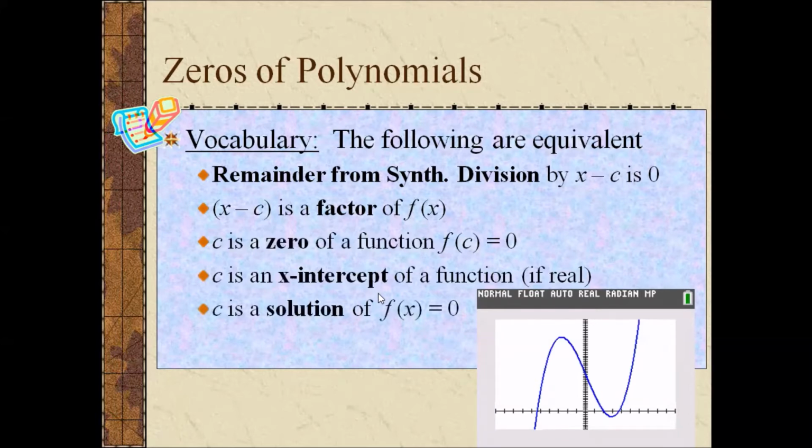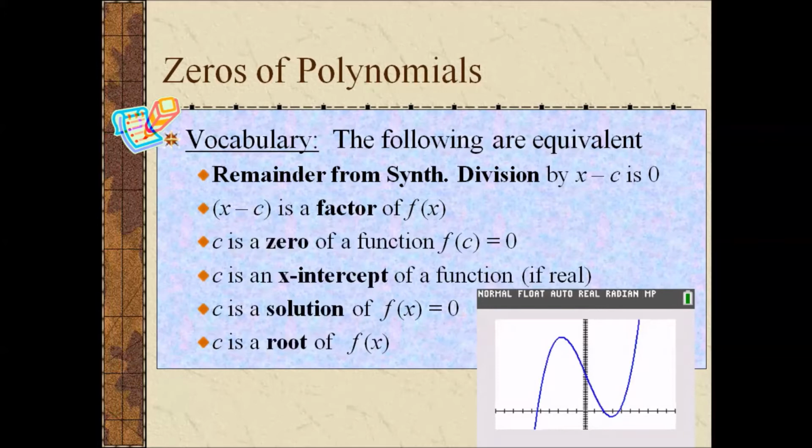We could also say that c is a solution of the equation f of x equals 0. And finally, we can say that c is a root of f of x. So all of these different terms, solution, root, 0 of the function, x-intercept, are all basically interchangeable. Finding the zeros of polynomials is something that we're going to be focusing on going forward.